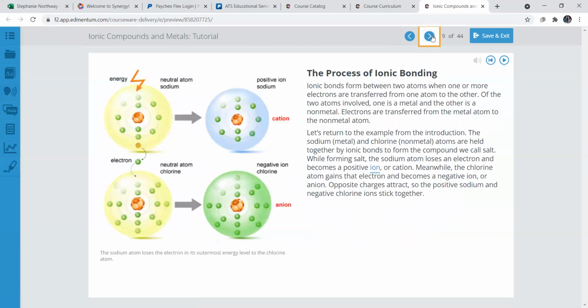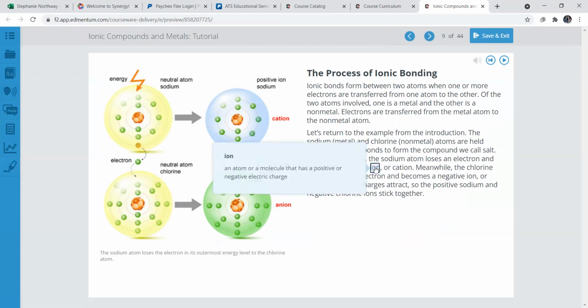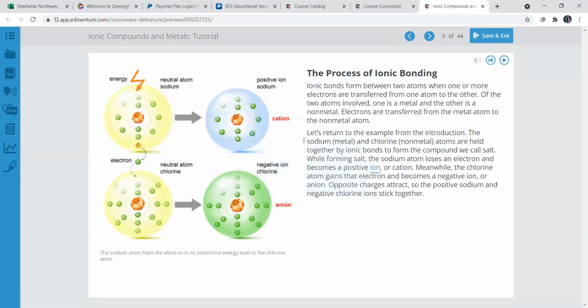Okay, ionic bonding. So we have these 2 examples of ionic bonding. What takes place? What is an ion? Cation and anion. So here's 2 examples, positive charge and negative charge. What actually happens? What's an ion? An atom or molecule that has a positive or negative electric charge. Simple. And as you can see, here's what we have going on.